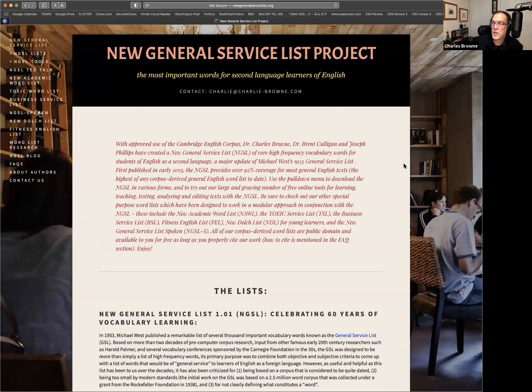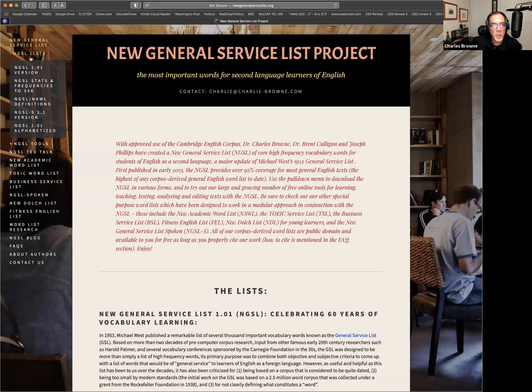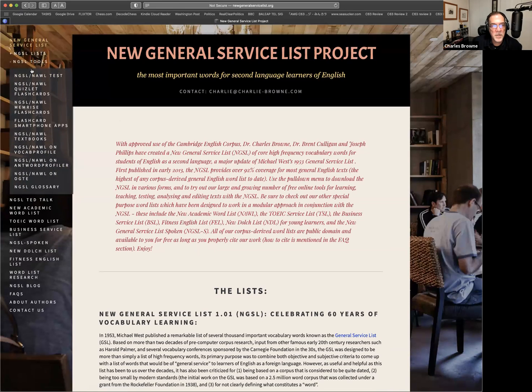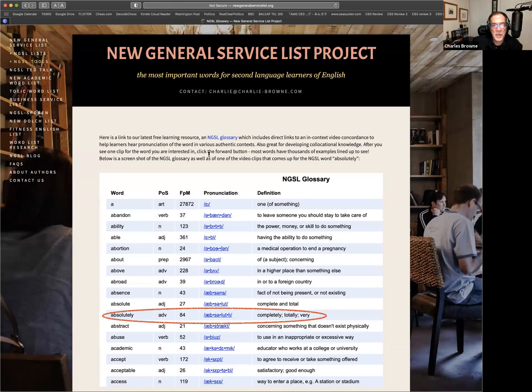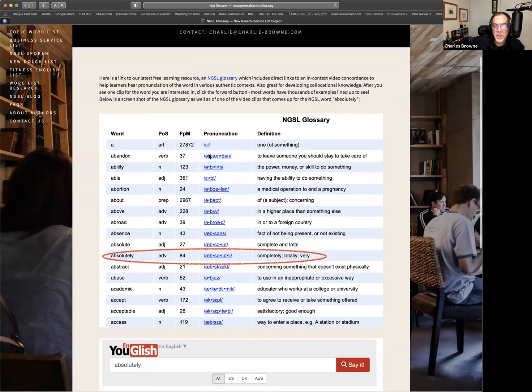This is now the new general service list project website. And one of the latest resources that we've published, it's a pretty cool one. If you go to the left-hand side, you can see all of our word lists are free and downloadable, but we also have lots and lots of tools that are free and downloadable as well. And one of the latest ones is called the NGSL Glossary. Here's just a cover page explaining it.